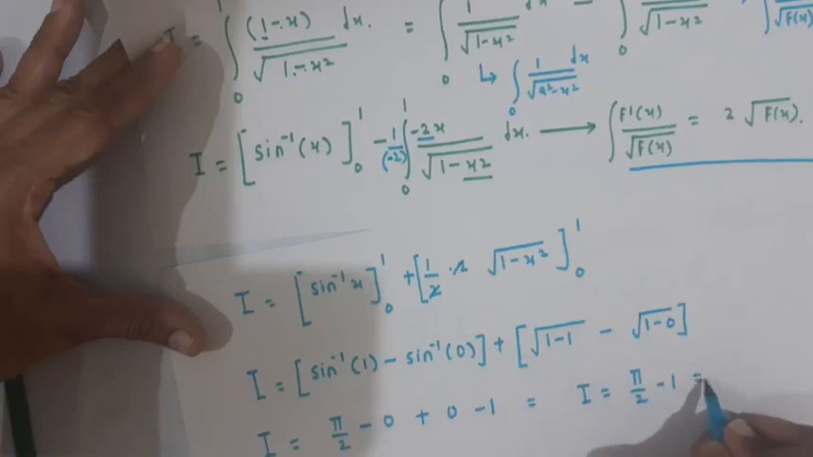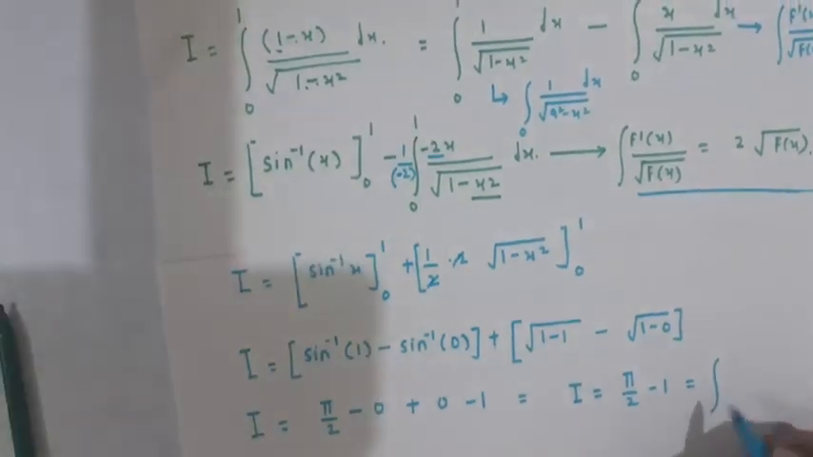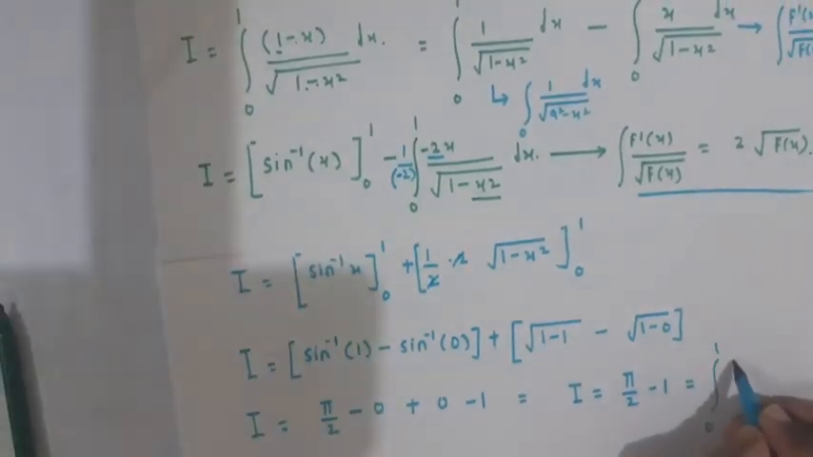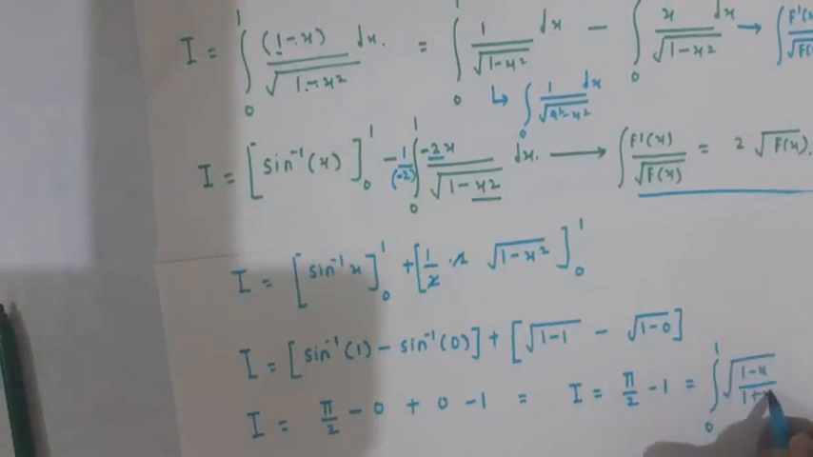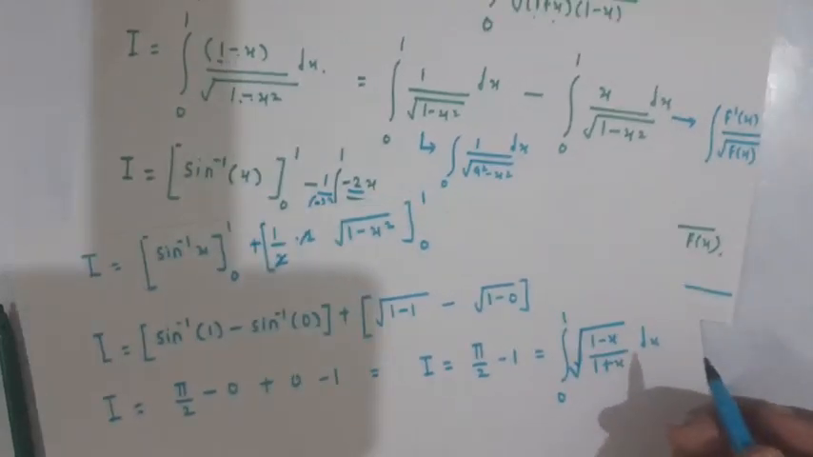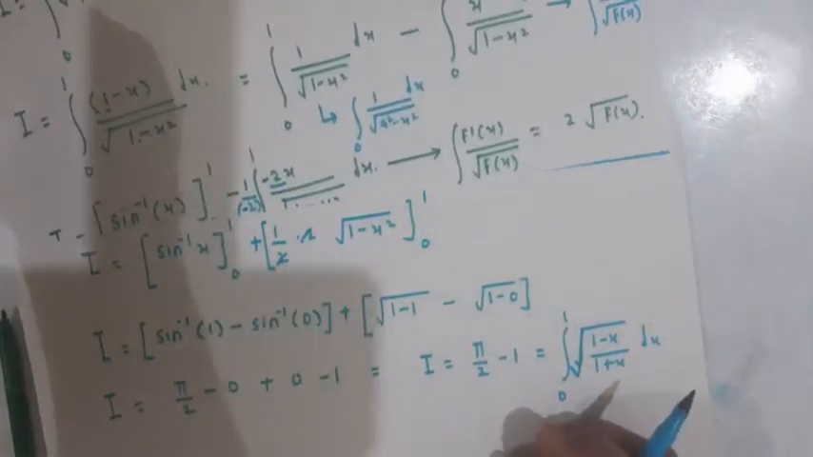This is the integration of ∫ from 0 to 1 of √((1 − x)/(1 + x)) dx. This is your answer of the integration.